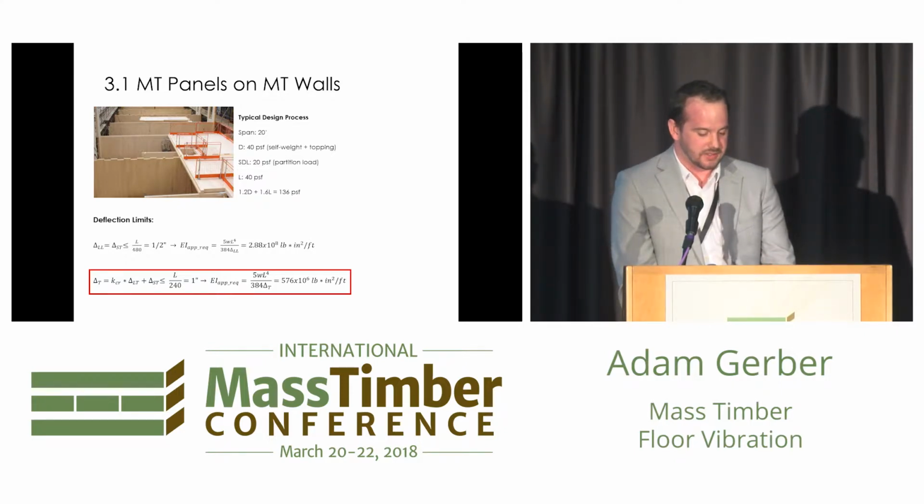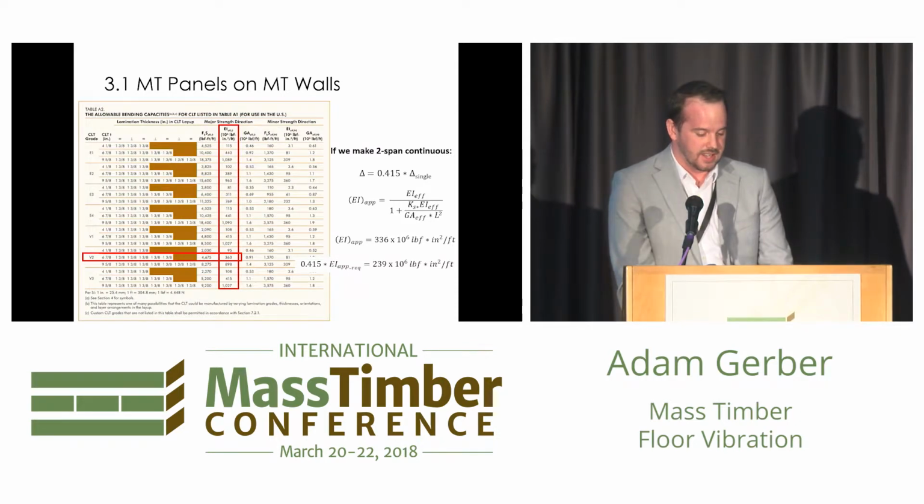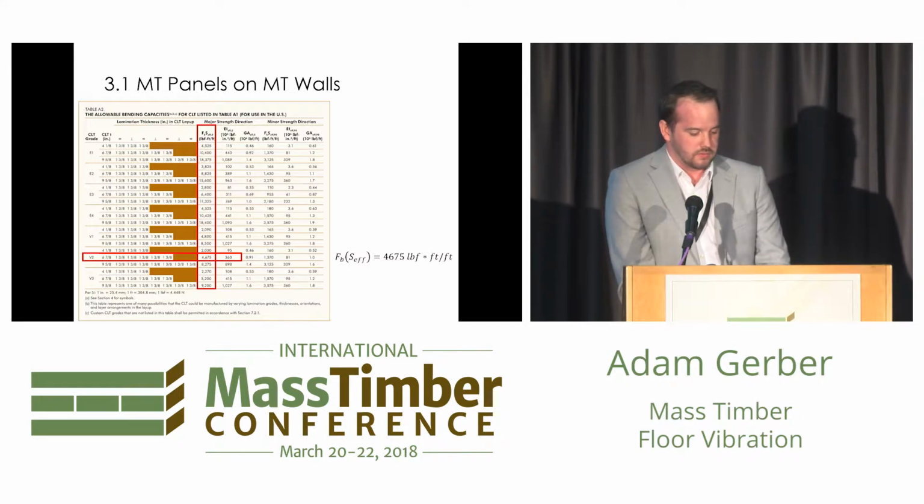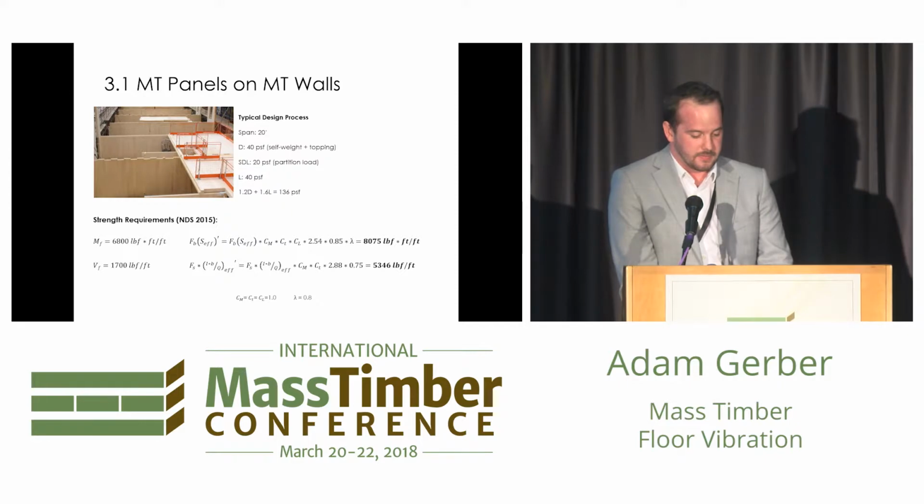So we'll start by sizing for deflection and then check for strength. We go through our PRG 320 pre-approved layups, and we decide to make it a 2-span continuous to more easily meet the deflection requirements. And we pick a 5-ply panel. Once we've picked our panel, we go through and we check the strength. We find that we're good.